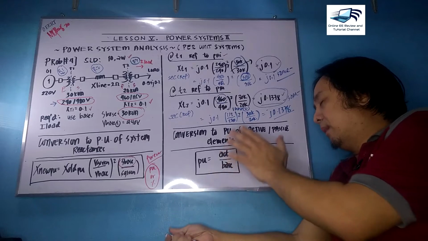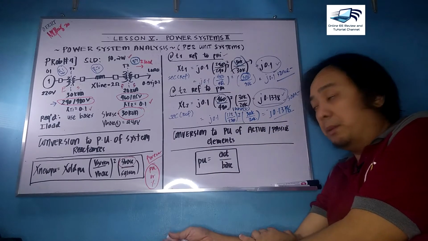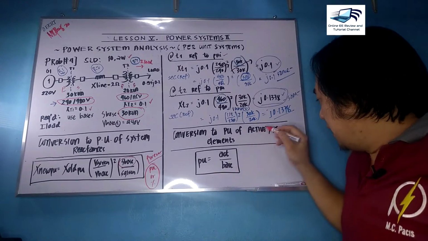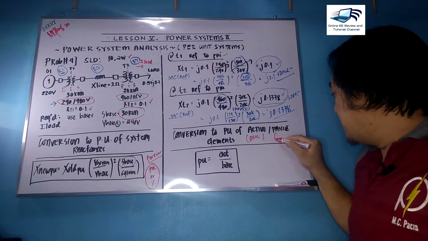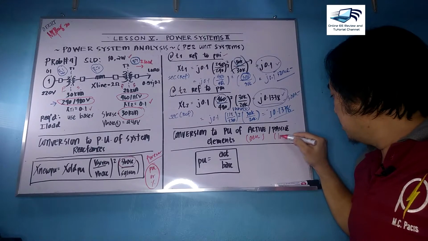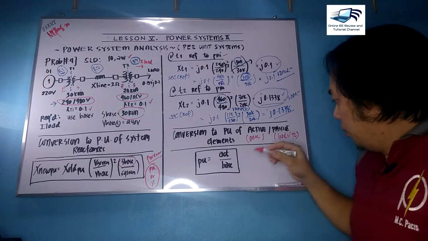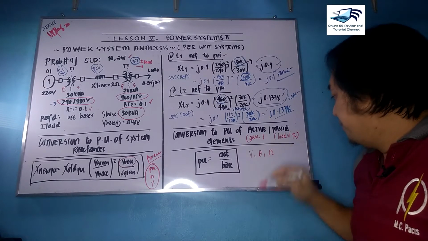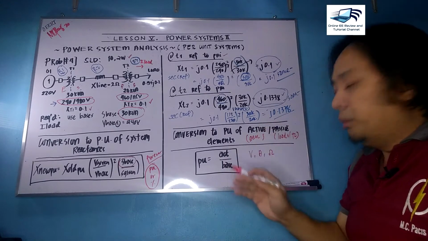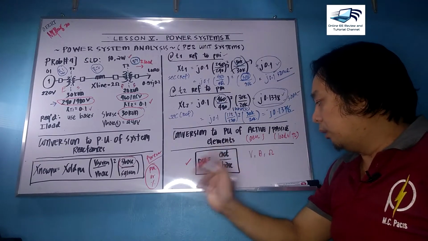Our next calculation step is the conversion to per unit of active and passive elements. So when you say active, these are your generators, while when you say passive, these are your loads and transmission lines. So if you have values of volts, amperes, and ohms, and you want to convert them to per unit, our next formula is the per unit is equal to actual all over the base.